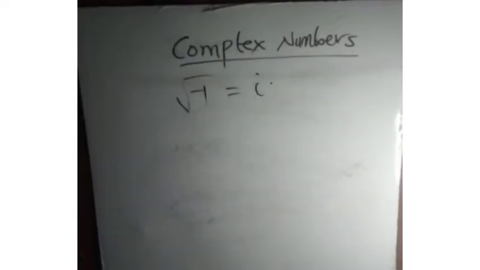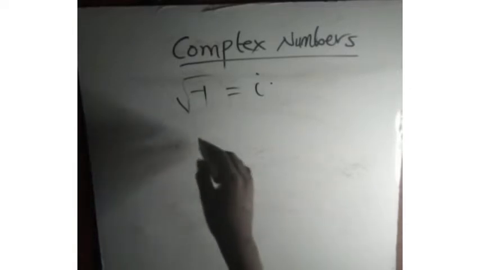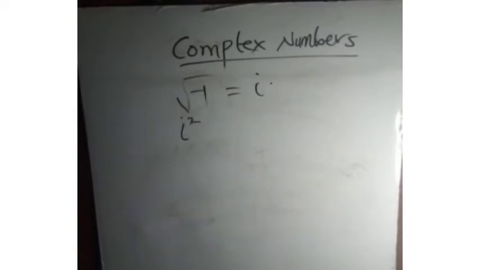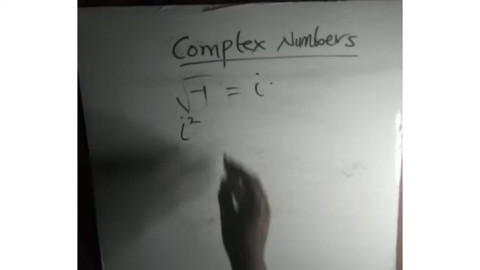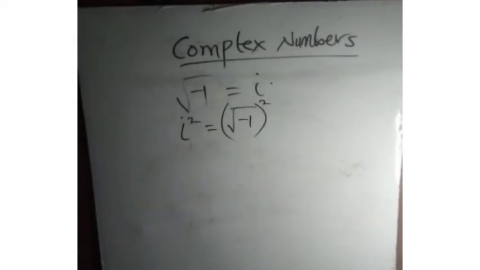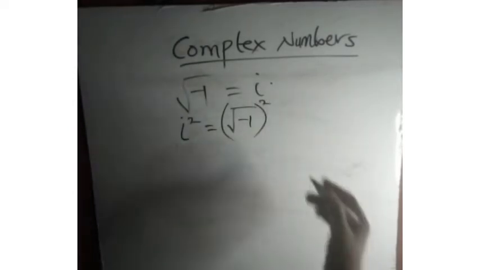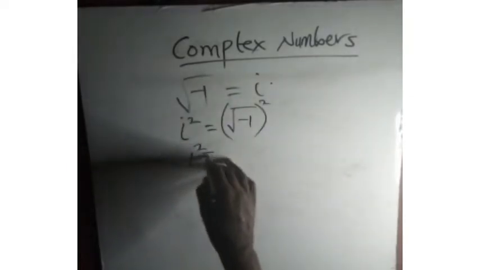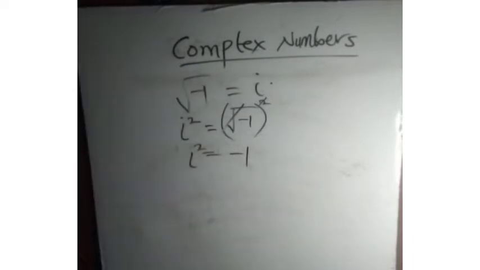Now having established that the square root of minus 1 is equal to i, what will be i squared is the question. So i squared is going to be the square root of minus 1, all squared, because we have it that i is the square root of minus 1. Of course, i squared is going to be minus 1, because once the square cancels the square root, it's going to be minus 1.